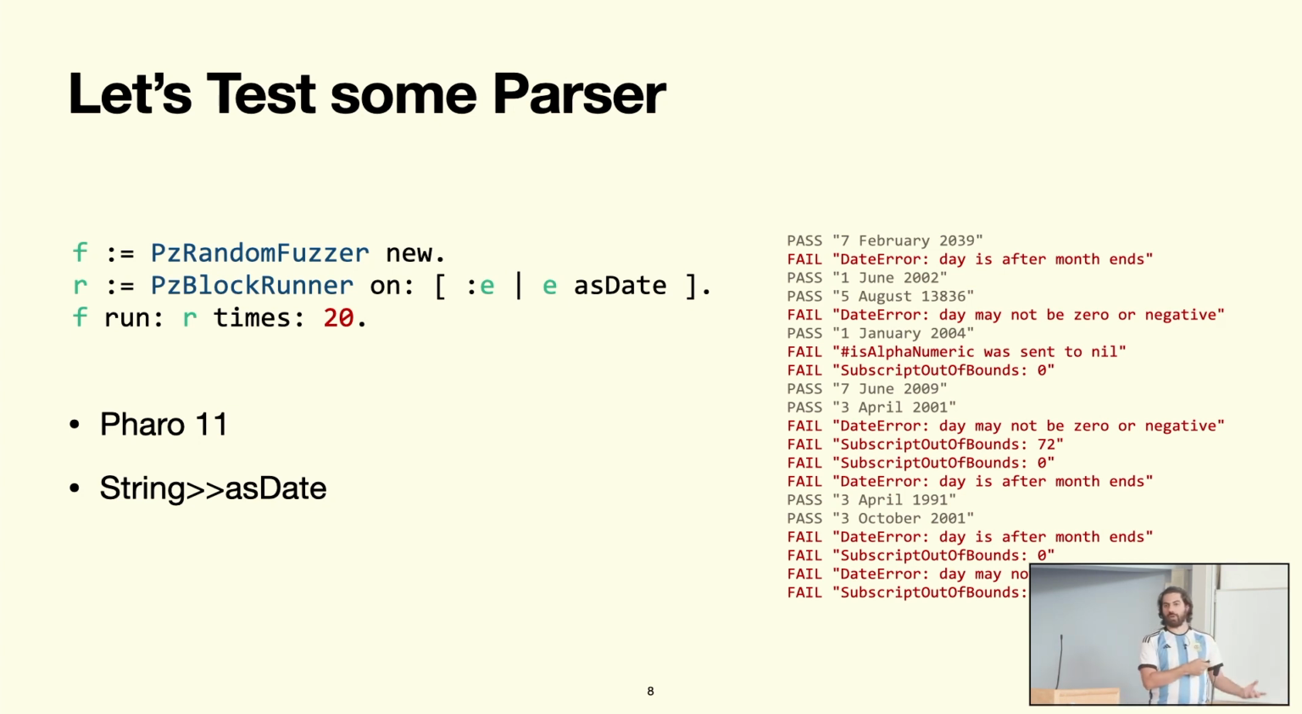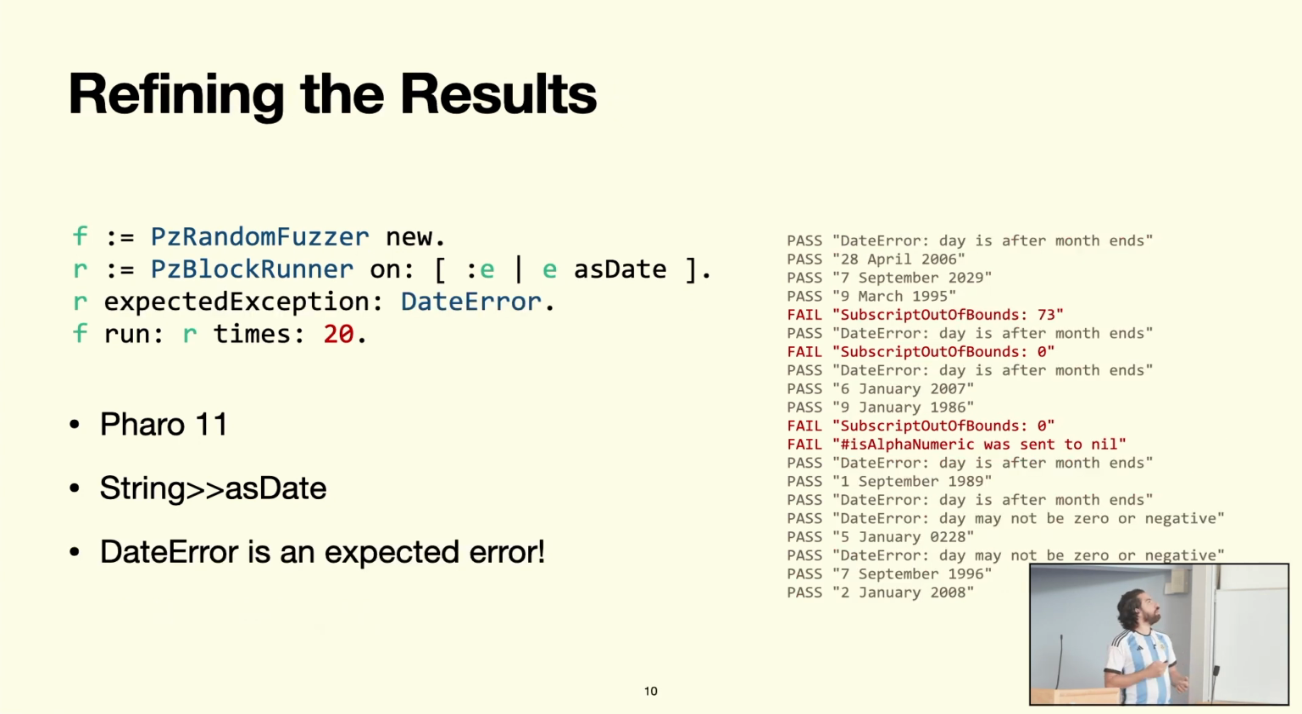Some of them look like bugs. Some of them actually don't look like bugs, because we could consider that a date error is a normal error that the parser is validating. So that's okay. We can consider it not as an error, but as a valid input. So out of these 60% of failures that we had, we can refine that a bit and consider what we learned here and say, okay, date error is an expected exception. So I expect that to be an okay outcome of the parser.